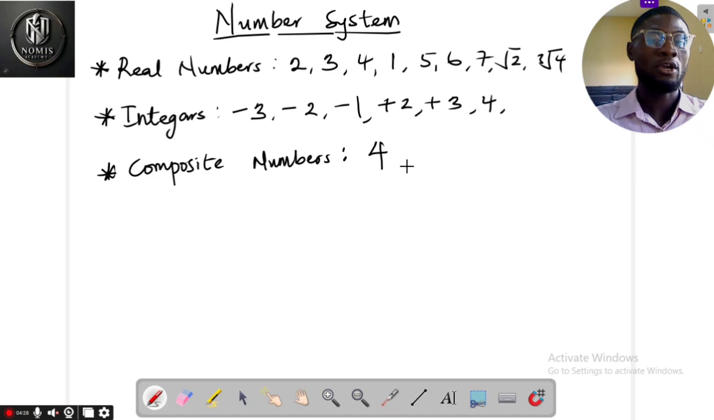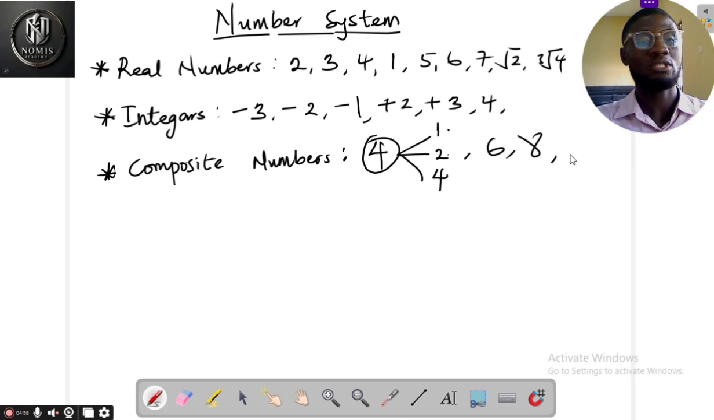An example of a composite number is 4. 4 can be divided by 1, 4 can be divided by 2, 4 can be divided by 4 itself. So it has 1, 2, 4, more than 2 factors. Then 4 is a composite number. Another one is 6. 6 is a composite number. 1, 2, 3, 6 can divide 6 without remainder. 8 is a composite number. 1, 2, 4, 8 can divide 8 without remainder. 10 is a composite number. 12 is a composite number. 14 is a composite number. So all of these examples you're seeing on your white screen are composite numbers. Remember, composite numbers are numbers that have more than 2 factors.